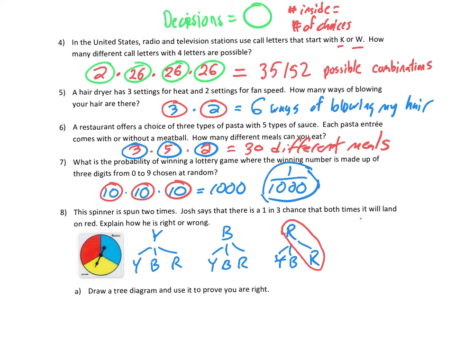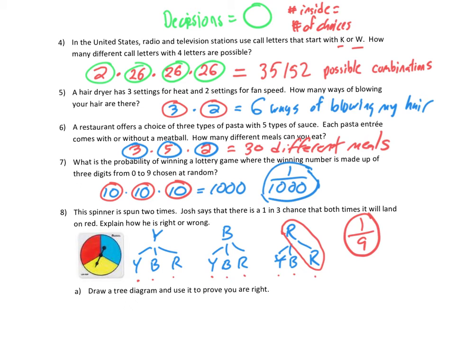So that's 1 out of, and how many different choices are there? 1, 2, 3, 4, 5, 6, 7, 8, 9. There are 9 possible outcomes. So actually, Josh is wrong. It is a 1 in 9 outcome that it will land on red. Here's another way of doing it using the fundamental counting principle.